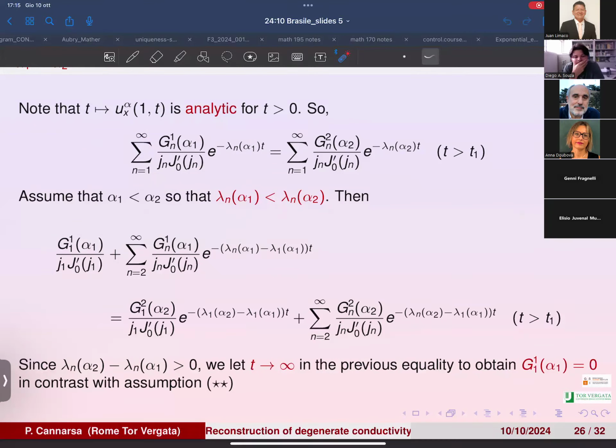And in fact, here you use the fact that these coefficients are all negative, because we are assuming alpha 1 less than alpha 2, and then this order of the eigenvalues, and then letting t go to plus infinity, all these terms vanish, they go to 0, and you obtain that this term must be 0, but we were assuming that this was not 0, and we get a contradiction.